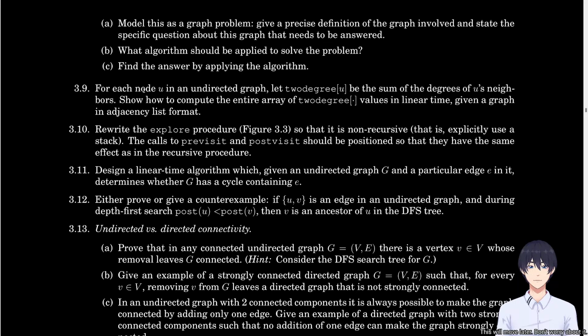For each node u in an undirected graph, let 2 degree u be the sum of the degrees of u's neighbors. The sum of the degrees of u's neighbors. Undirected. Show how to compute the entire array of 2 degree in linear time, given a graph in adjacency list format.